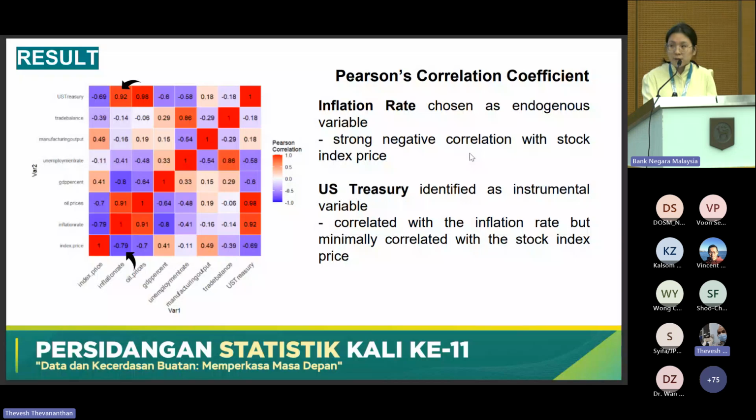From the result of the Pearson correlation coefficient, we can see that the inflation rate was chosen as the endogenous variable because it has the strongest negative correlation with the stock index price, with a value of negative 0.79. And US Treasury yields were selected as the instrumental variable because they are correlated with the inflation rate but minimally correlated with the stock index price.